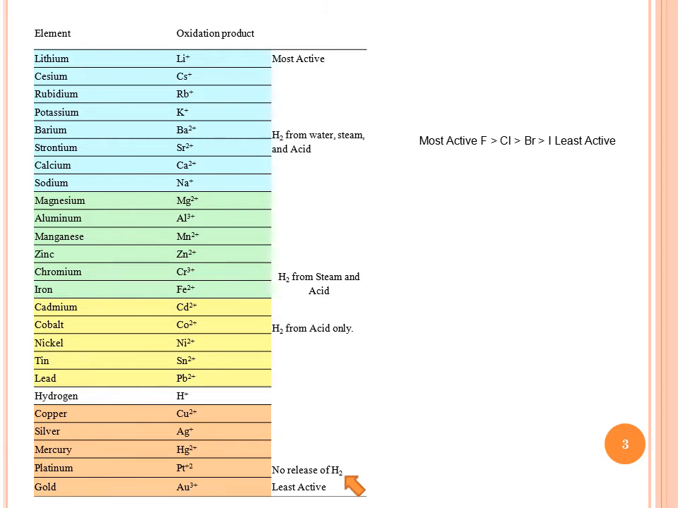Those at the bottom are called inactive. Those that occur above hydrogen are called active. Halogens can also replace other halogen atoms in a non-metal replacement, where fluorine would replace chlorine and chlorine would replace bromine and bromine would replace iodine, but certainly not the reverse. Things higher up on the activity series will replace things lower down in the activity series, but the reverse reaction will not occur.